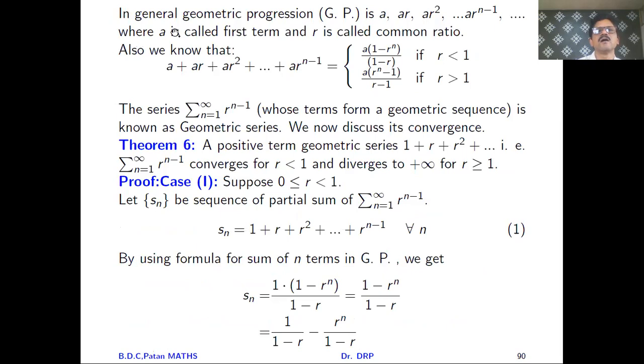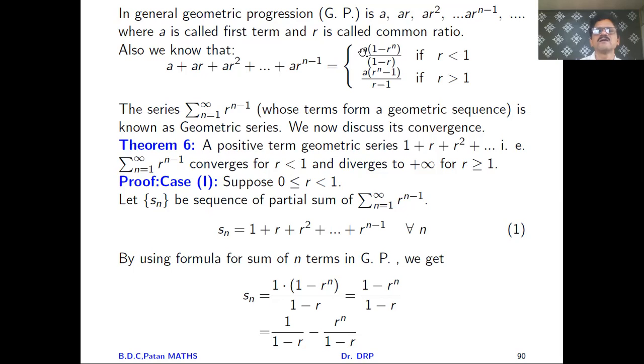Next, you must know how to determine the sum of terms if the series is in GP. In general, a geometric progression, that is GP, is a, ar, ar square, up to ar raised to n minus 1, and so on. Where a is called the first term of that series, and r is called the common ratio. Then we know how to determine the sum of n terms of that series, that is a plus ar plus ar square up to ar raised to n minus 1.